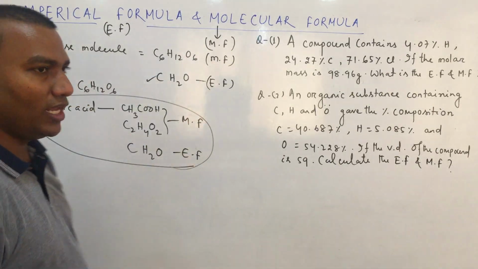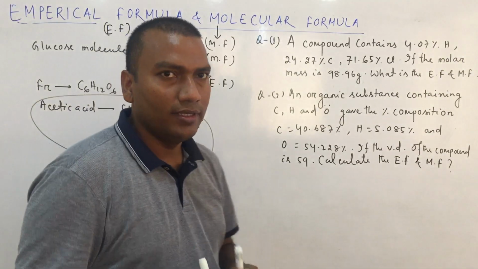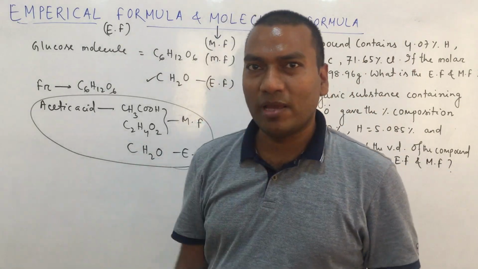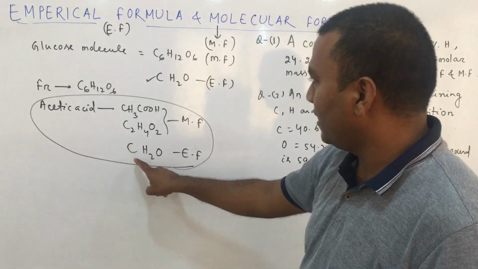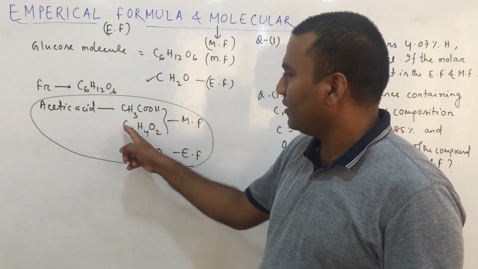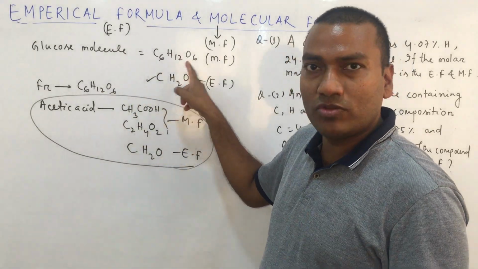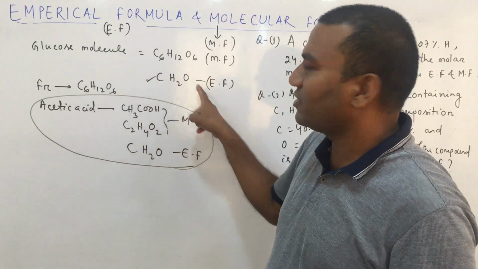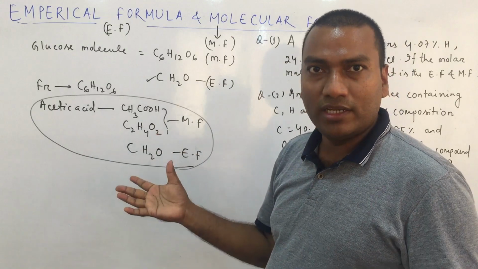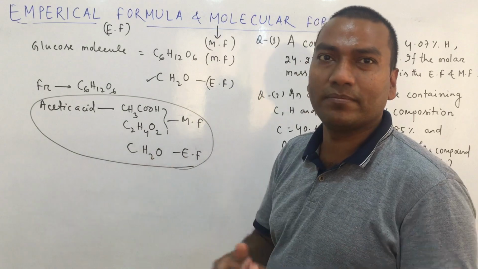So molecular formula may be different from molecule to molecule. Molecular formula may differ, but for two different molecules, the empirical formula may be the same. You see, acetic acid empirical formula is CH2O. Yes or no? But the molecular formula is different. Glucose molecular formula is C6H12O6, but the empirical formula is CH2O. So that's why molecular formulas may be different, but the empirical formula may be the same.